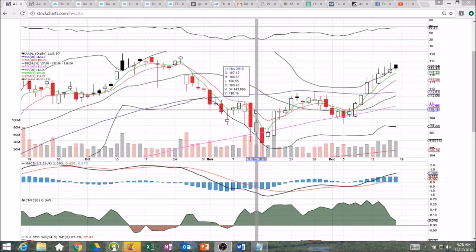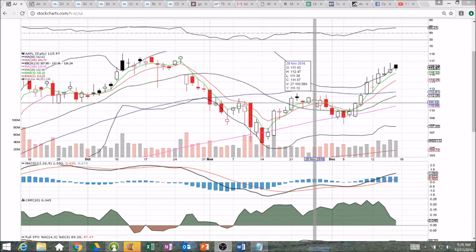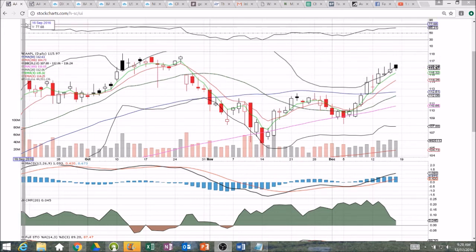So Apple is absolutely showing its strength time and time again. We had some weakness in the market on the Fed day. Apple was able to shake that off. So we'll see how this inside candlestick shapes up on Monday.